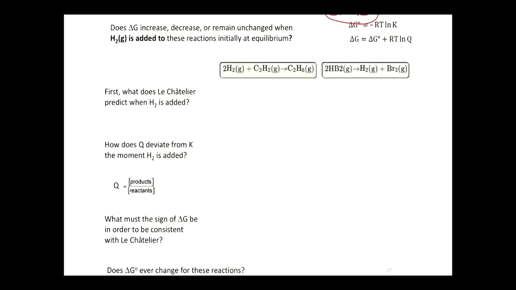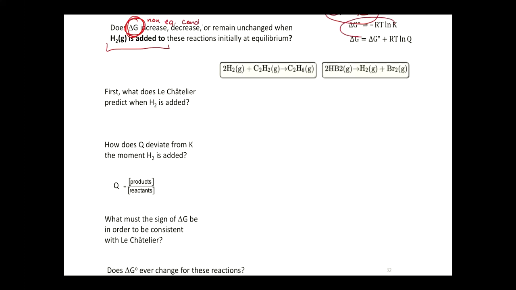Okay, so let's put that all together and ask ourselves, does delta G increase, decrease with these given scenarios when we add hydrogen to these reactions? I want you to think about this in terms of Le Chatelier's principle, because the signs of delta G will match what Le Chatelier's principle says. Notice that I'm asking about how does delta G change. So this means non-equilibrium conditions.